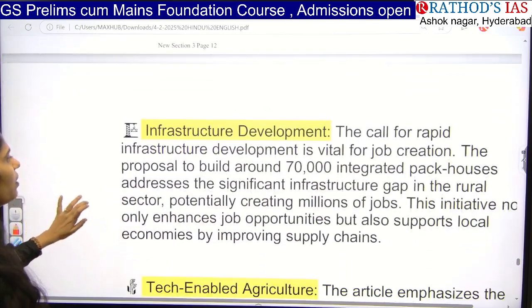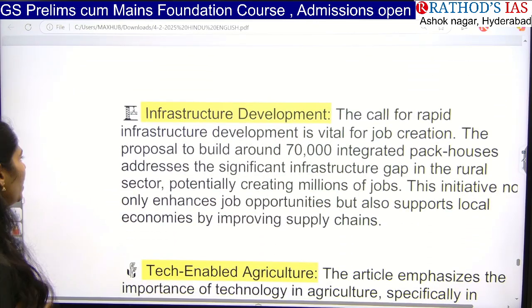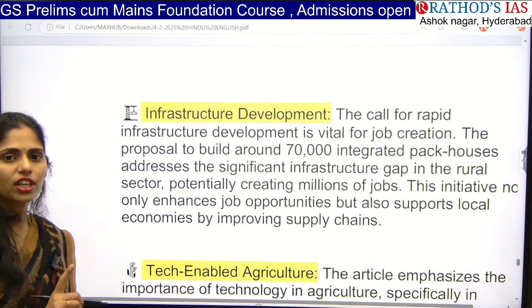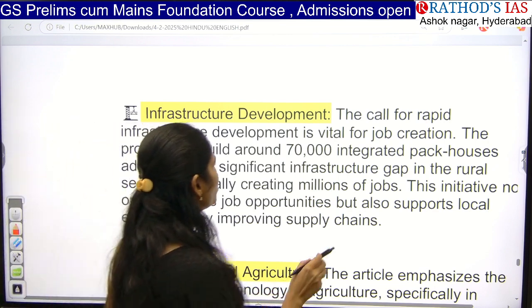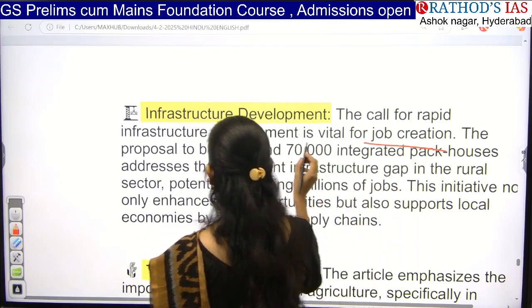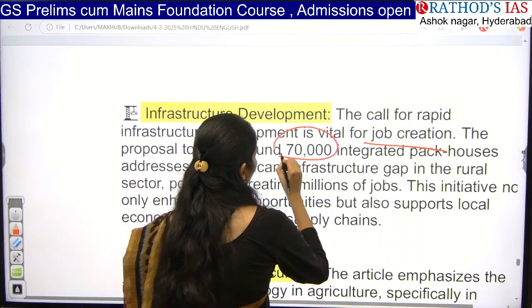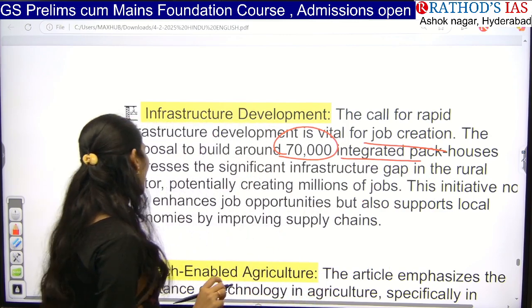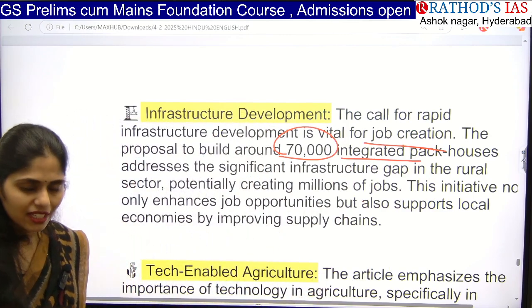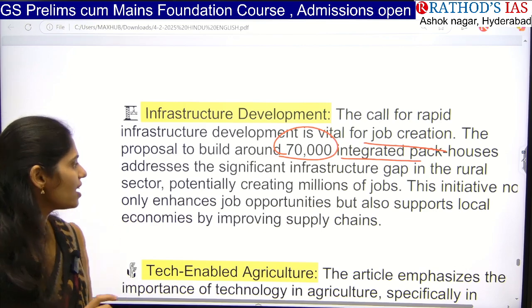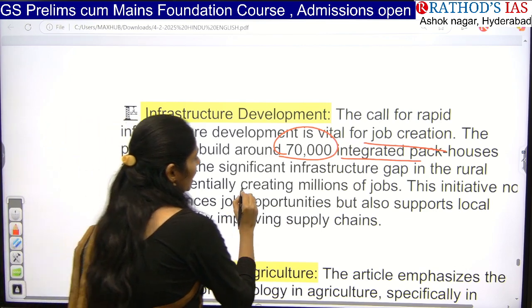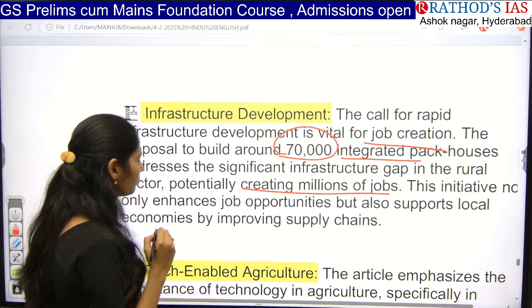And the next one is infrastructure development. Whenever we focus on infrastructure, obviously we can create jobs. Here there is a proposal to build around 70,000 integrated pack houses so that we can address the infrastructure gap in rural areas, and we can also create millions of jobs.